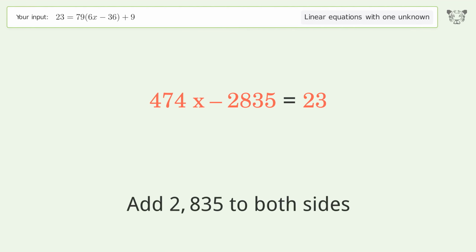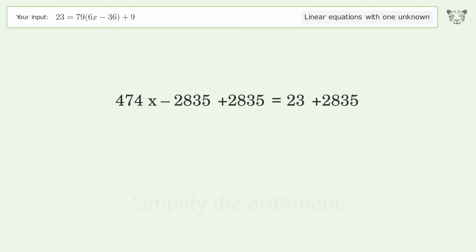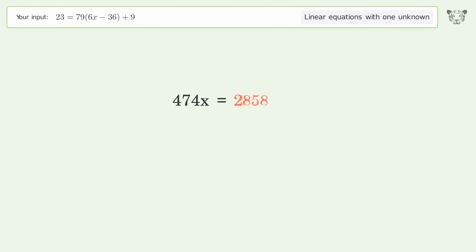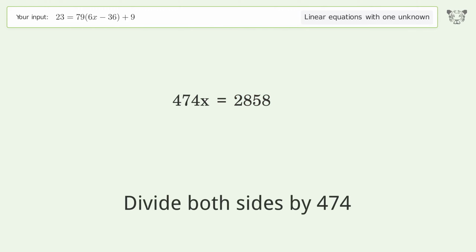Add 2835 to both sides. Simplify the arithmetic. Isolate the x. Divide both sides by 474.